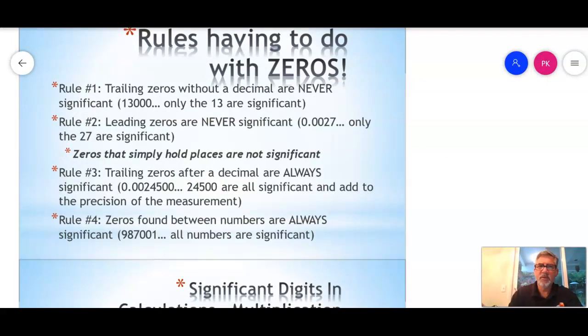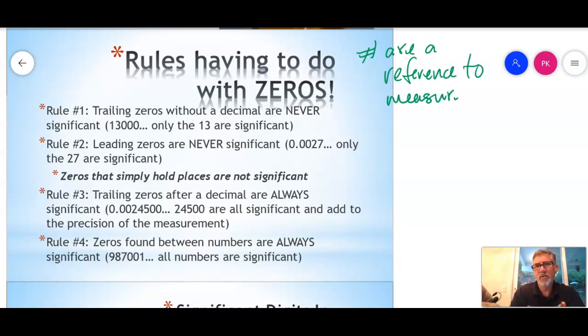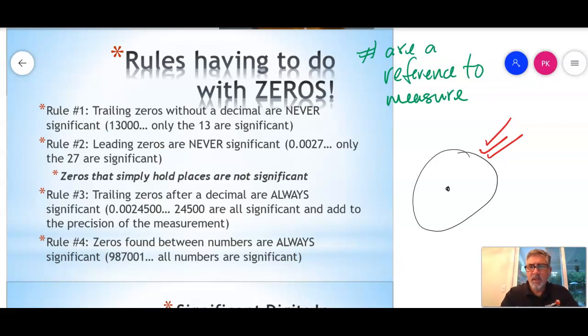All right. Rules having to do with zeros. So numbers. Numbers are a reference to measure. So all numbers are reference to a measurement. So there's two things involved here. There's precision and accuracy. So if I'm playing darts and I want to hit the bullseye, and I throw 3 darts, I hit one here, one there, and I throw a second set of darts. I hit one here, one there, and one there.